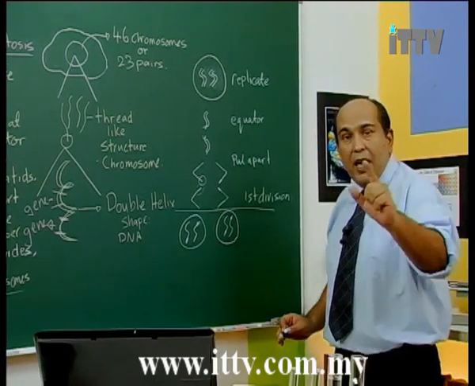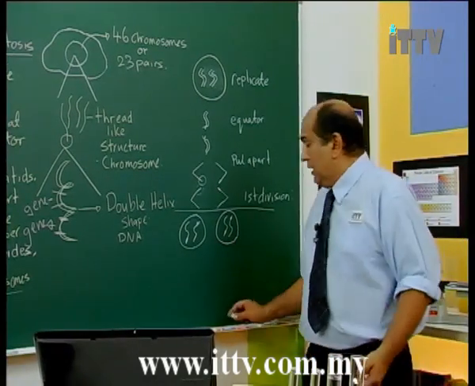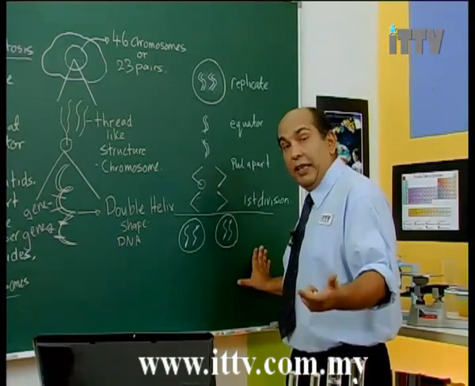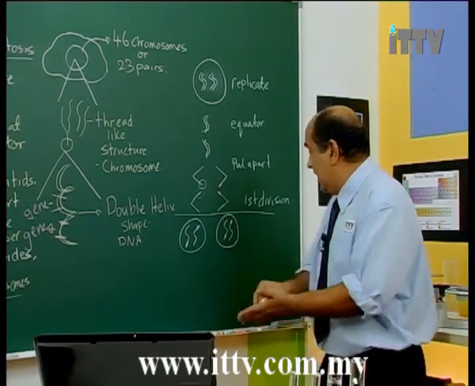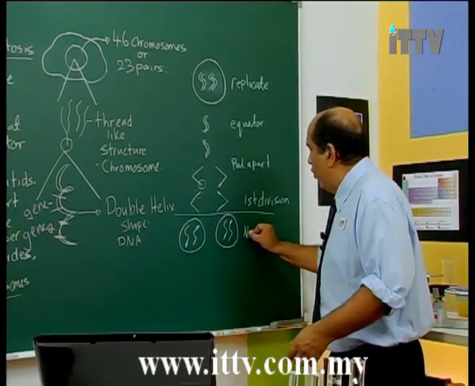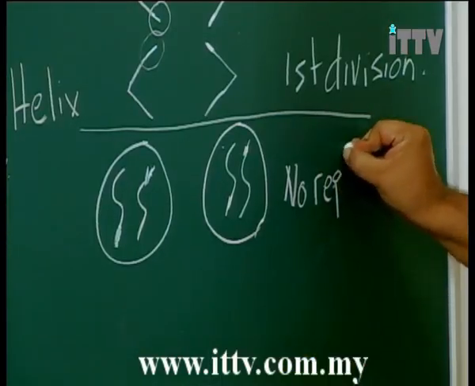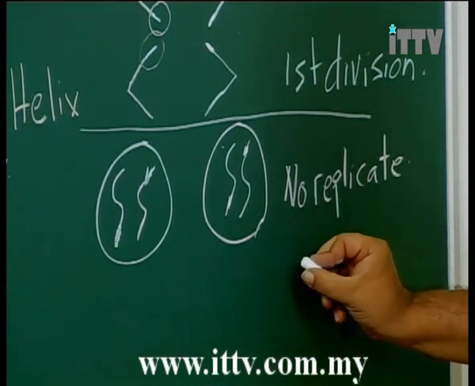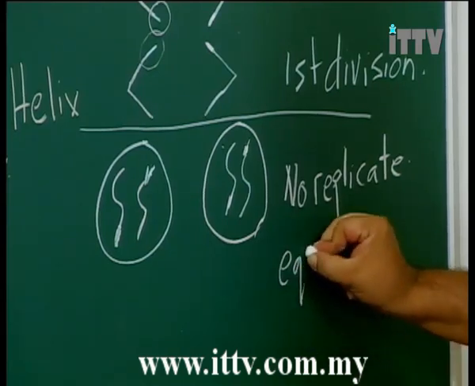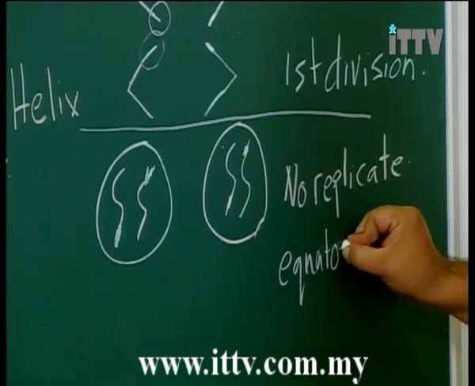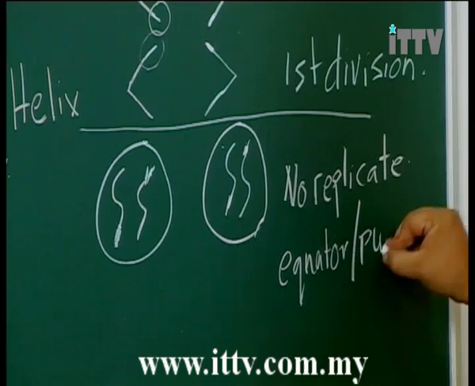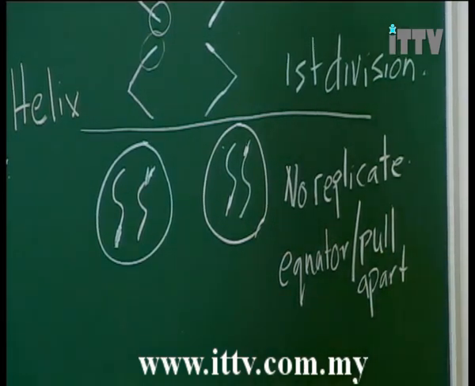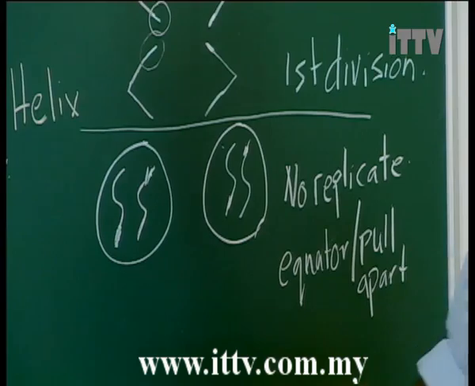Okay? Now we got to do the second division. The second division is really simple. We don't replicate. So this is key. Here, no replicate. We go straight to the equator and pull apart. So we'll just look at one here.